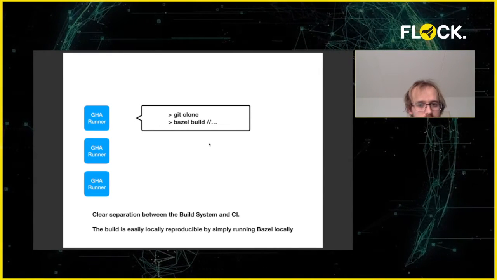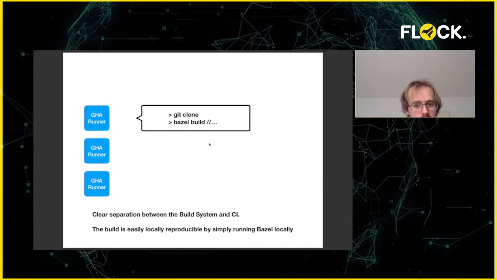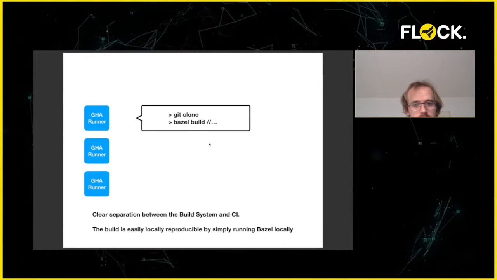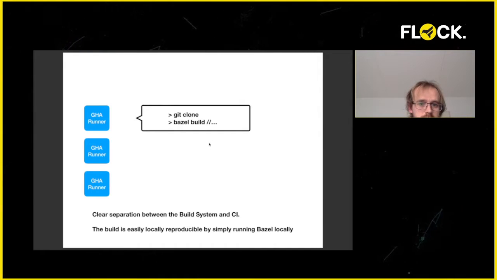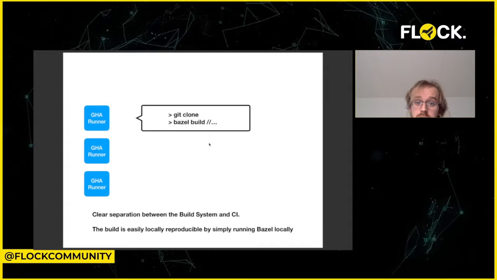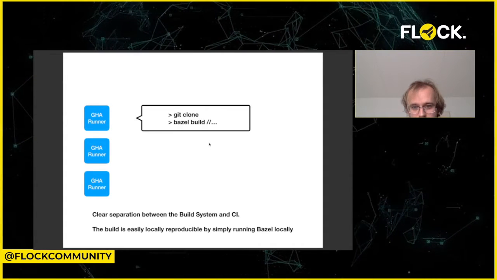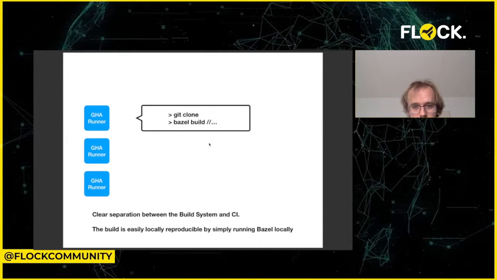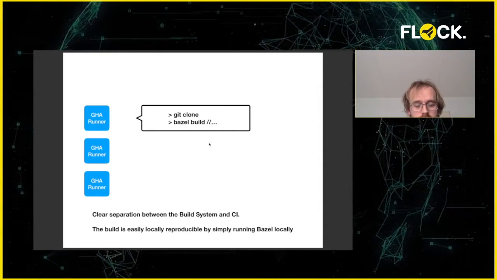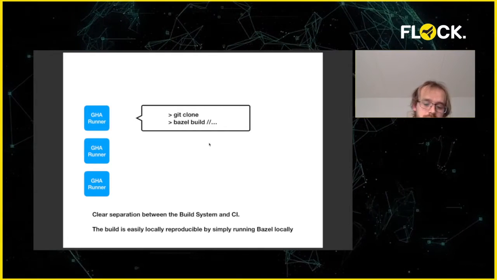This also means that we have a nice separation between what's our CI system and what's our build system. We can easily run everything that the CI system does locally. We can check out the repository, and we can also run Bazel locally. So that's a nice way to separate those things. It makes it easy to test parts of our CI system locally.